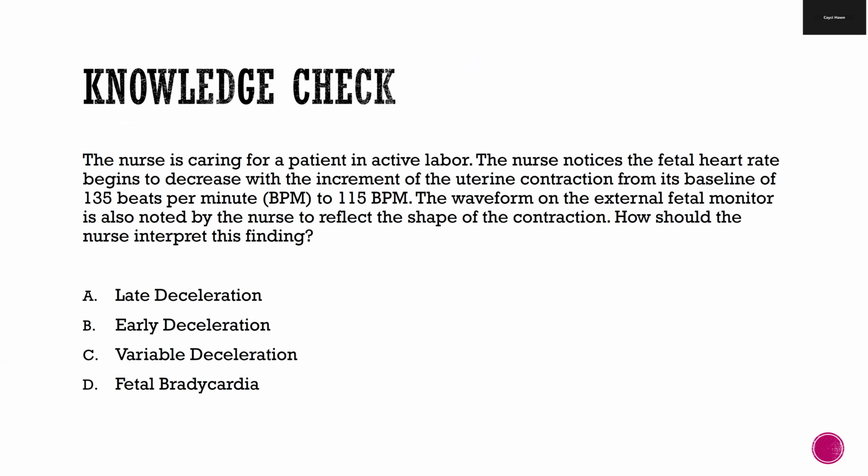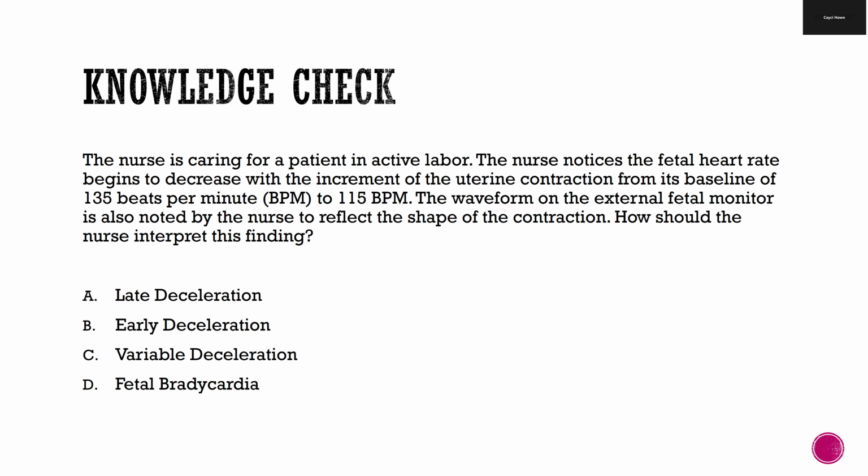The nurse notices the fetal heart rate begins to decrease with the increment of the uterine contraction from its baseline of 135 beats per minute to 115 beats per minute. The fetal heart rate waveform on the external fetal monitor is also noted by the nurse to reflect the shape of the contraction. How should the nurse interpret this finding? Would it be A, late deceleration, B, early deceleration, C, variable deceleration, D, fetal bradycardia?